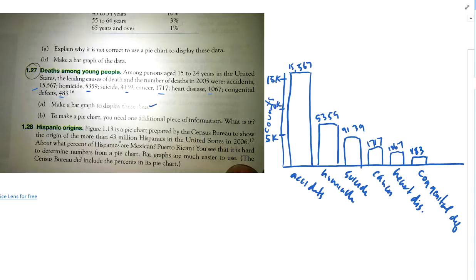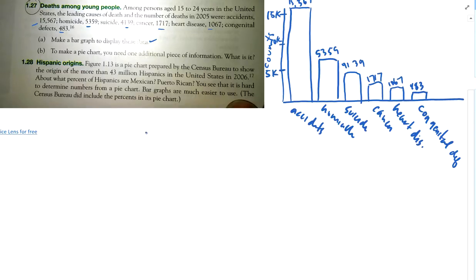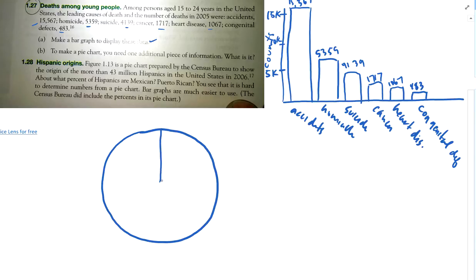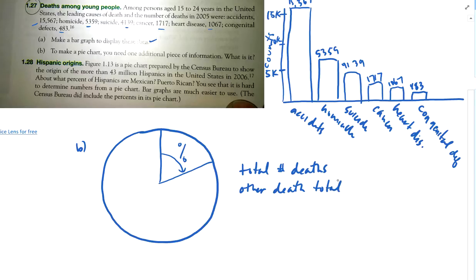That's A. And then B, to make a pie chart, what other piece of information do we need? Well, remember, to make a pie chart, I have to figure out the percentages of things, because all of this has to be a percent of the whole circle. So I need percents. In order to do percents, I need to know the total number of deaths, and I would need to know the number of other deaths, because certainly there are other deaths besides accidents, homicides, suicides, cancer, heart disease, and congenital defects.